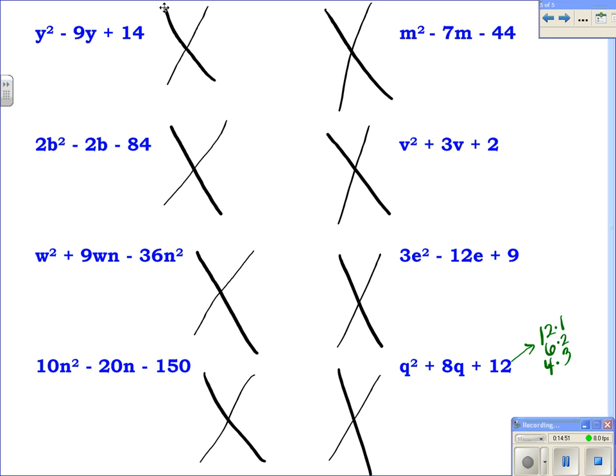4 done. Okay, 4 done. You have 4 done? You have a question? You want to come up and do one? You can pick any one.